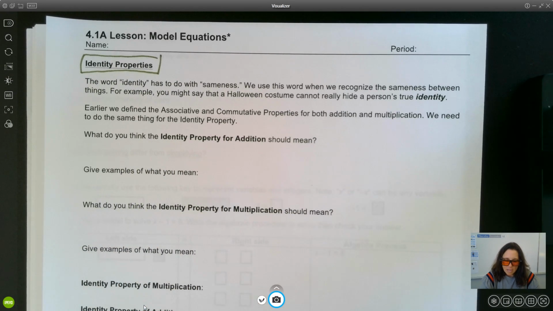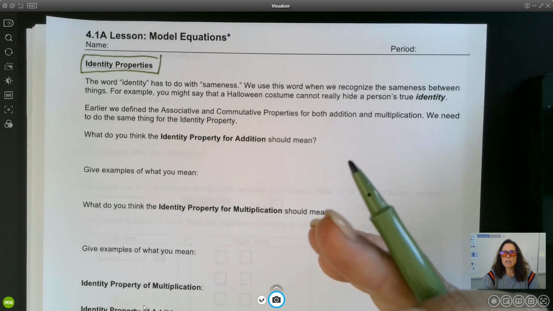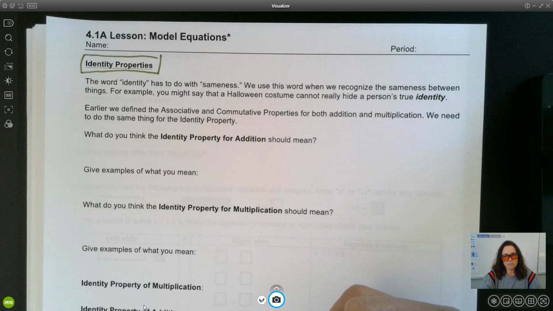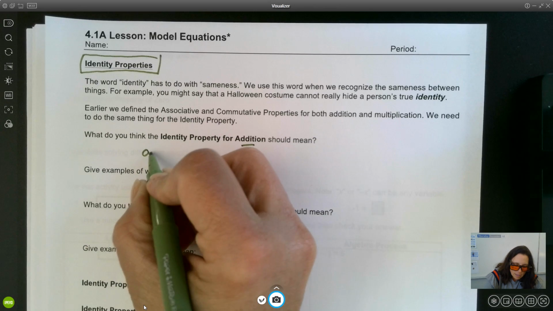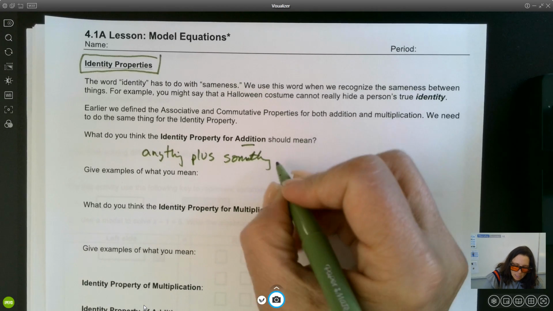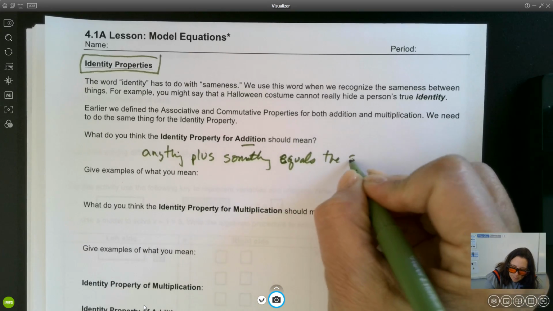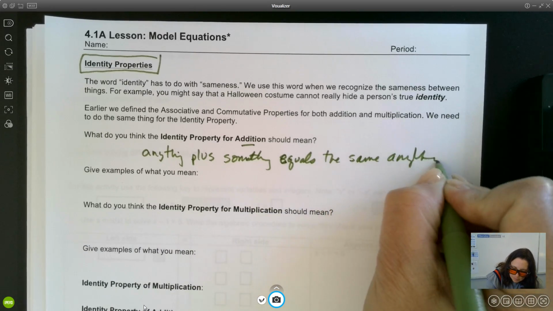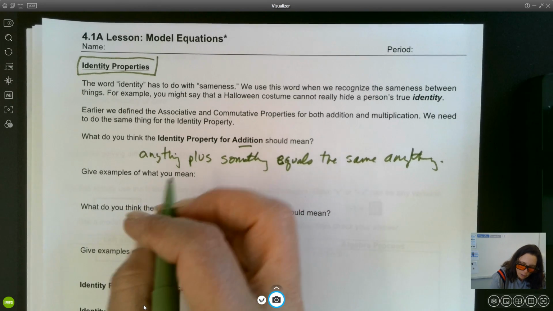Okay, what do you think the identity property for addition should mean? Okay, so when you look at yourself in the mirror, you see yourself back. So identity is just exactly the same thing, what you see. So for addition, anything plus something equals the same anything. Okay, I know that sounds a bit vague with the anythings and the somethings, but hopefully this example will help you with that.